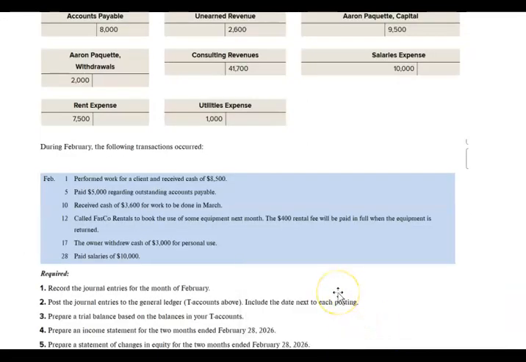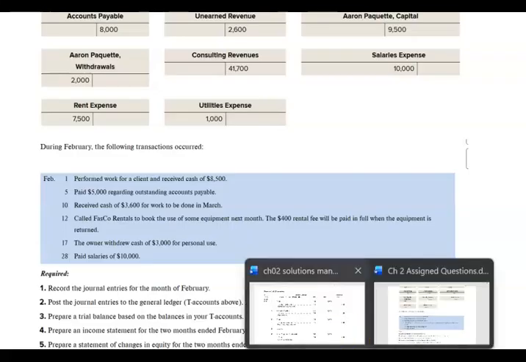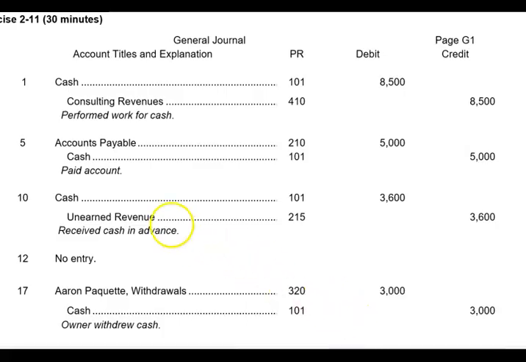On the 10th, we received cash of 3,600 for work to be done in March. And this is February. So this is unearned revenue. We have not done anything to earn that money yet. So we have to record that we received the money, right? So we have more cash now. So we have 3,600 in cash, but we haven't done the revenue yet. So it's unearned revenue of 3,600 as a credit and then received cash in advance.